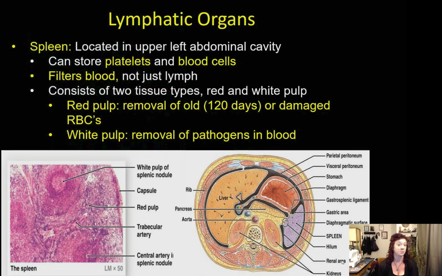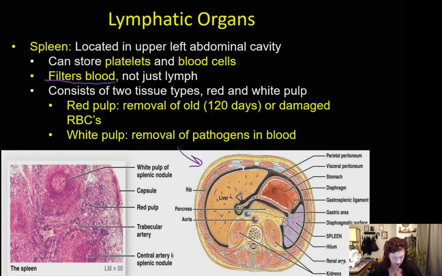And finally, the spleen. Your spleen is located in your upper left abdominal cavity. It can store things like platelets and blood cells, but the function of the spleen that we are most concerned with is the fact that it filters your blood. Right? So if you look at this cross section of the thorax here, this is a little bit weird. It's a perspective we don't normally have. We have cut the body in half horizontally, and we're looking down into the lower abdomen.